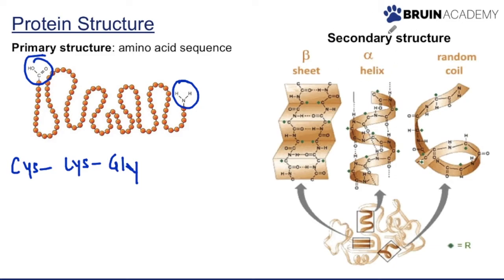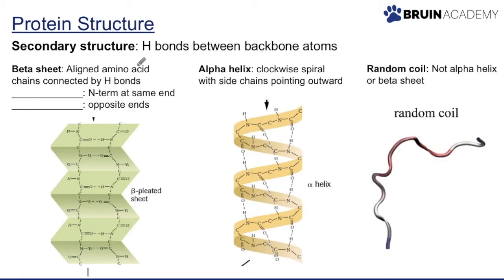Secondary structure consists of 3 major motifs: the beta sheet, alpha helix, and random coil. So we're going to look a little bit more at that on the next slide. Secondary structure is when we start having hydrogen bonds between the backbone atoms. And these hydrogen bonds are usually between the peptide linkages in the molecule. So you can recognize this is our amide linkage here. This is that peptide bond. That's really important to know. So you have that hydrogen bond that's connecting the two amino acid chains together.